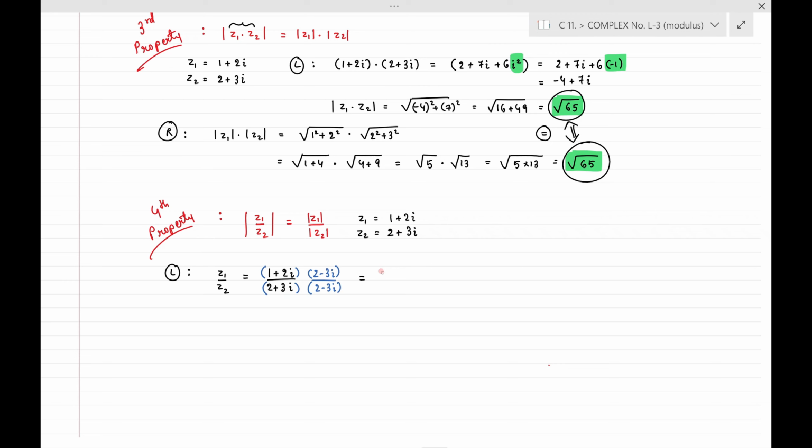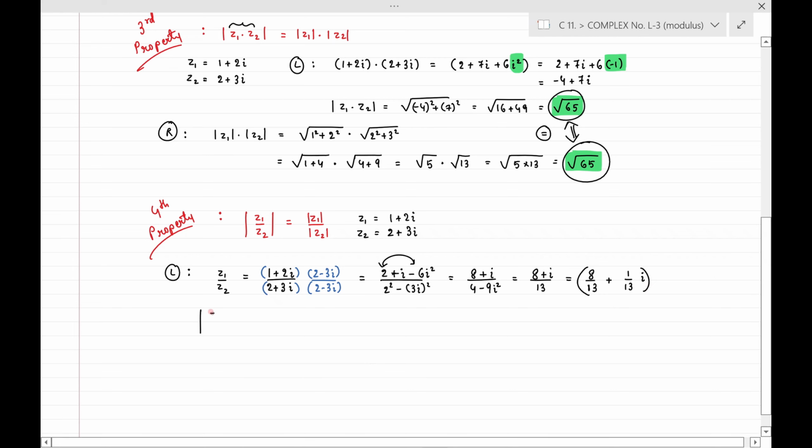So the numerator part will be equal to 1 into 2, 2 minus 3 iota plus 4 iota plus iota minus 6 iota square, the whole thing divided by, sorry, not under root, 2 square minus 3 iota square, that is equal to 2 plus 6 becomes 8 plus iota, and denominator part 4 minus 9 iota square, and that is equal to 8 plus iota divided by 4 plus 9, that is 13, and in the standard form it will be written as 8 by 13 plus 1 by 13 iota. Now this is the final value.